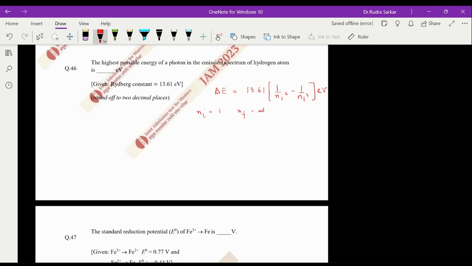That is indicating the maximum possible gap between two energy levels, and that corresponds to the highest possible energy of a photon in the emission spectrum of a hydrogen atom. So if we substitute the values over here, 13.61 times 1 by 1 square minus 1 by infinity square eV, the answer that we get is 13.61 electron volts.